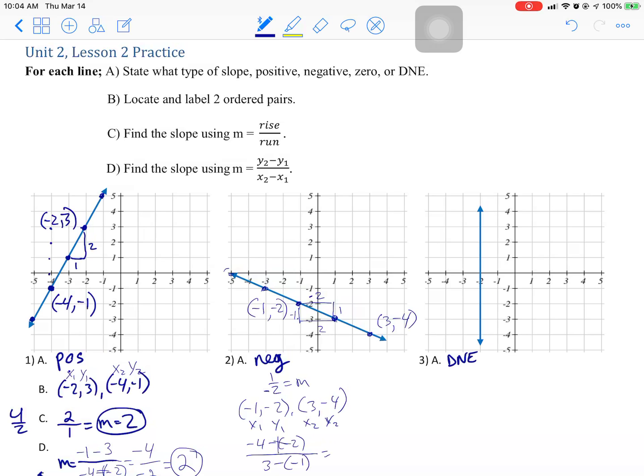All right, so that's a +2, so that's a -2 on top. 3 minus a -1 is the same as 3 plus 1, which is 4. That would give us a -1/2 for our slope. Okay, seems reasonable. Notice the slope's a little flatter on number 2 than number 1. Number 1 has a positive, don't worry about the negative, but how much it's slanted. 2 versus a half. So number 2 is a lot flatter than number 1.